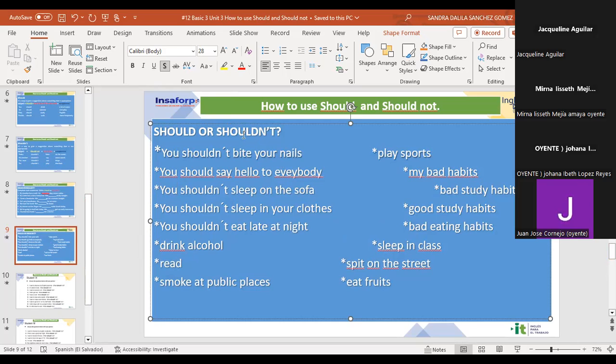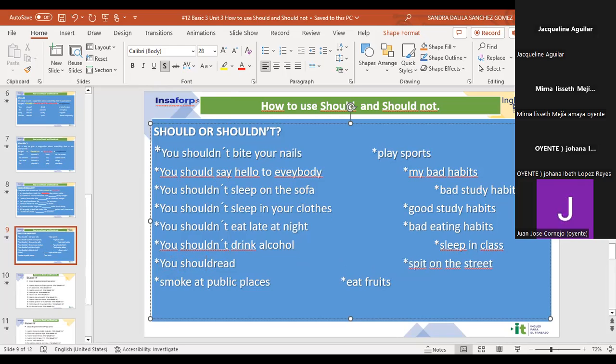Okay, in the number seven, you shouldn't drink alcohol. Number seven? You should. In the number eight? You shouldn't smoke. Okay, now let's go to play sports. You should play sports.